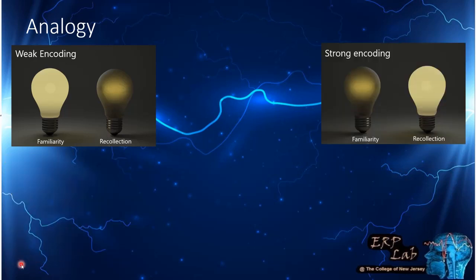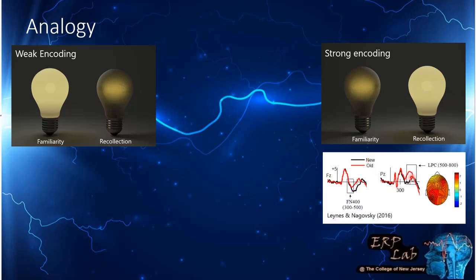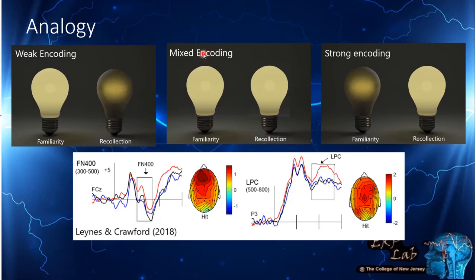Now, similarly, you could have really strong encoding, and in that case, you would have a lot of recollection and less familiarity. And what can happen is you can have no FN400 and then a strong LPC. That happens in some studies. And in other cases, you have a mix of familiarity and recollection, in which case you have both the FN400 and the LPC. So all of these conditions are possible, and it just depends on the individual stimuli, the encoding, all of those kinds of characteristics.